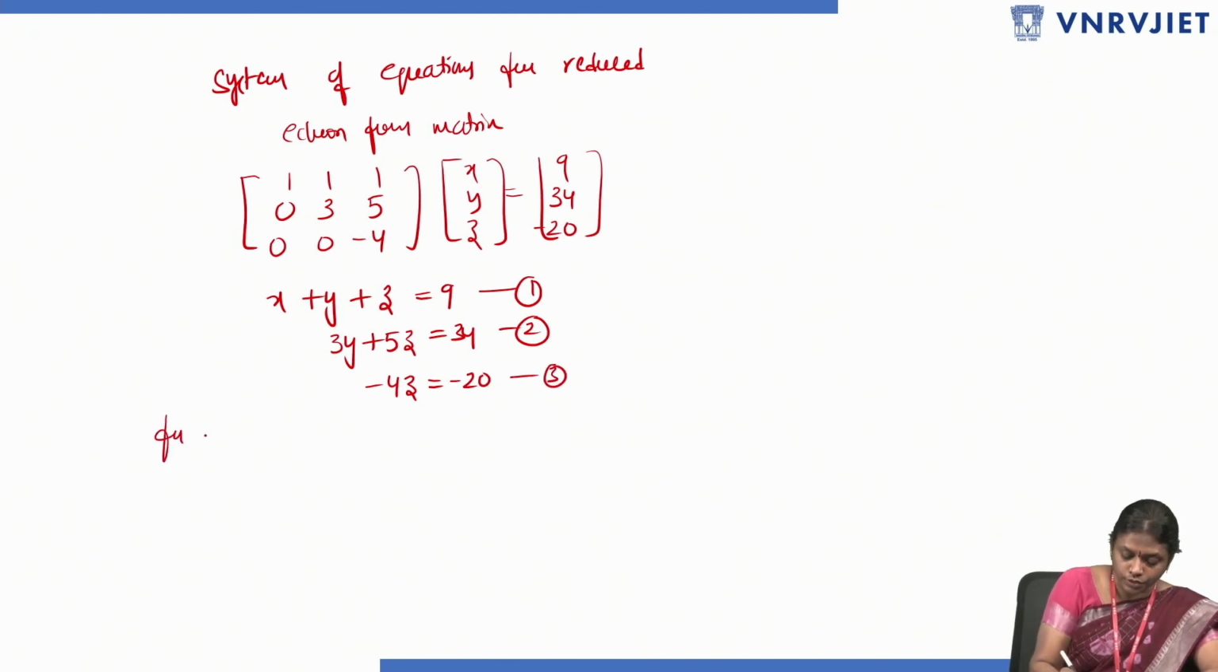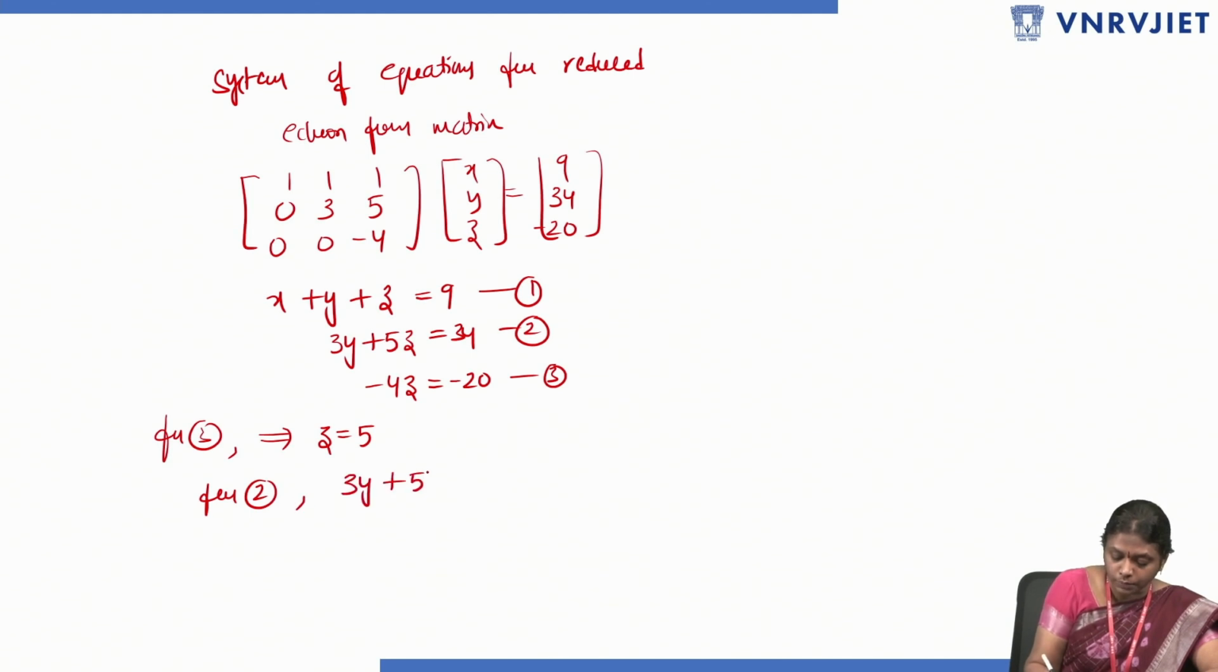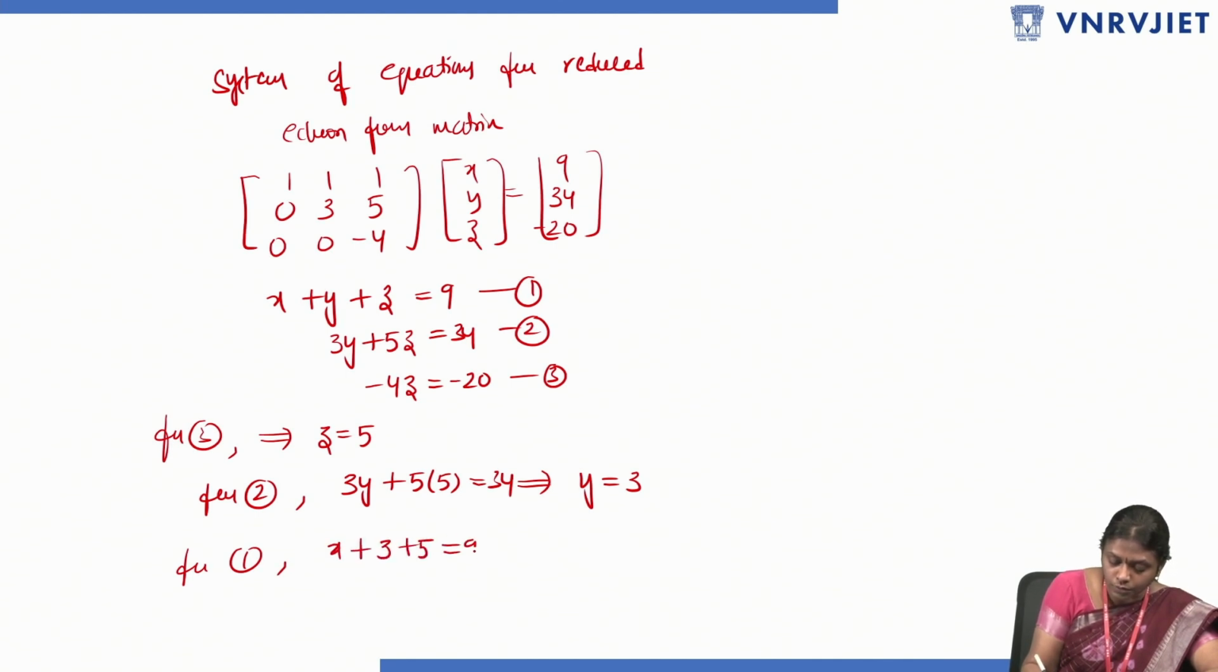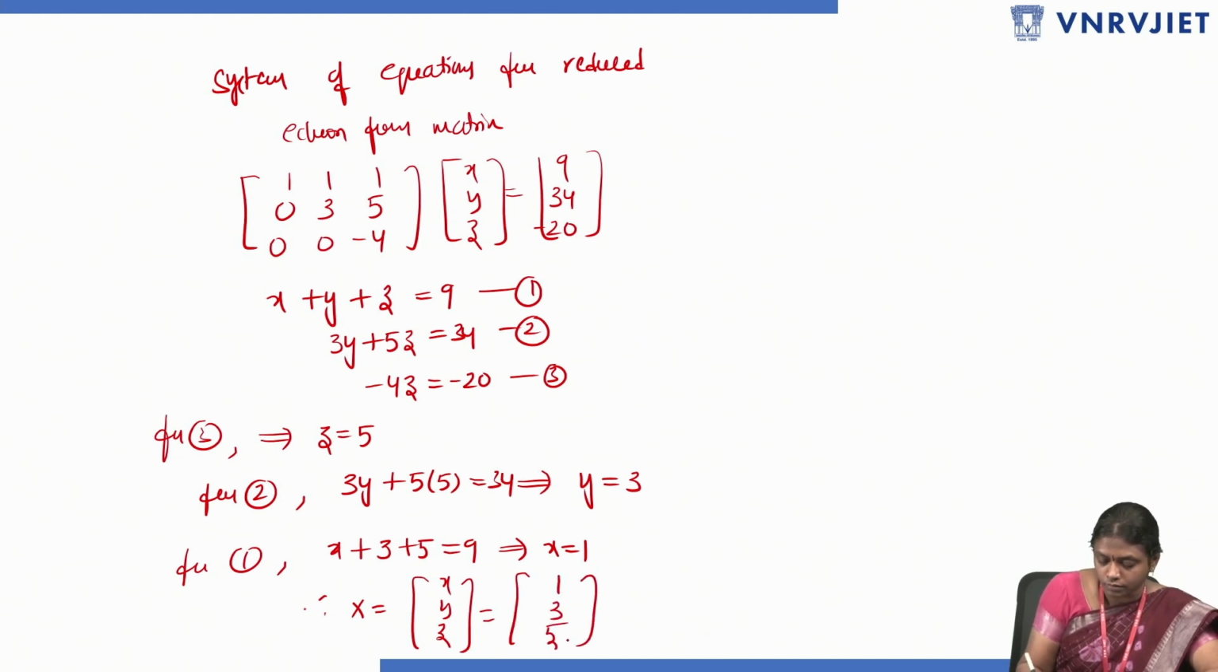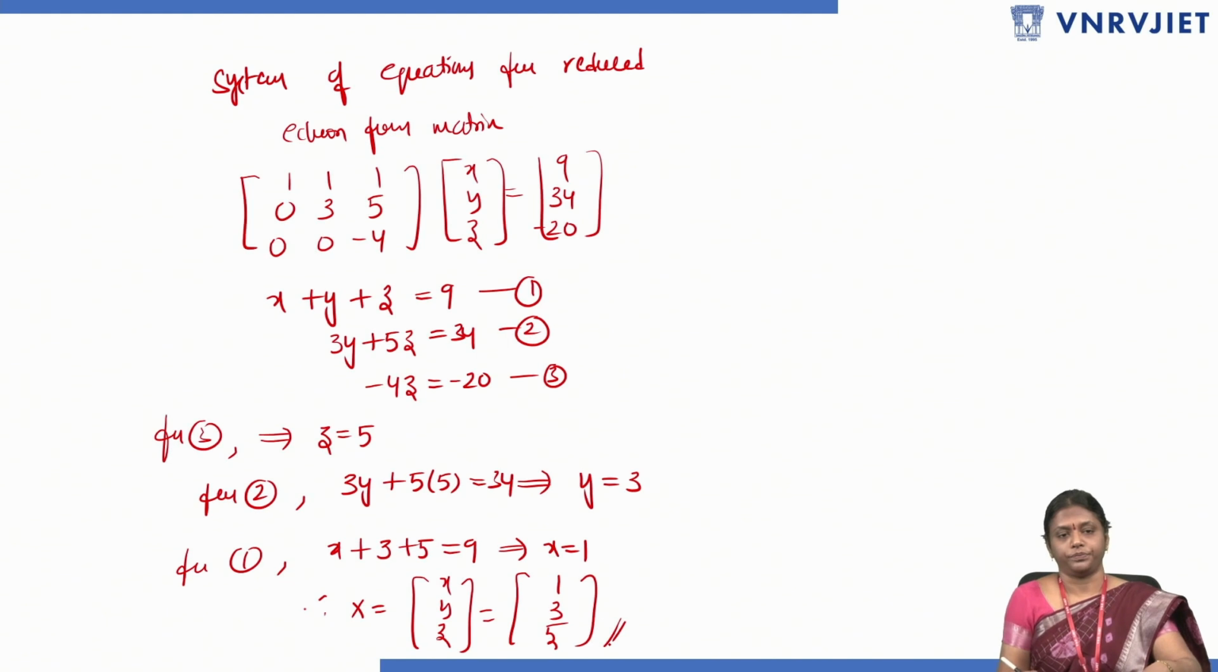So from the backward substitution method, from equation 3, we got the value z is equal to 5. Now substitute this z value in equation 2. 3y plus 5 multiplied by 5, that is 25, is equal to 34. That implies y is equal to 3. And from equation 1, x plus, we got y as 3 and z as 5, is equal to 9. From this, x is equal to 1. Therefore, capital X, the unknowns x, y, z, have the values 1, 3, 5. So this is the complete solution.